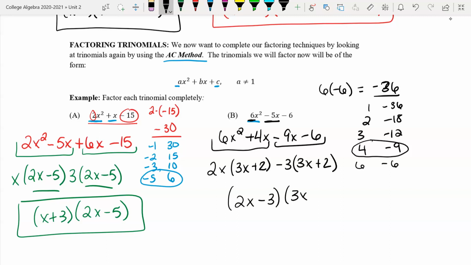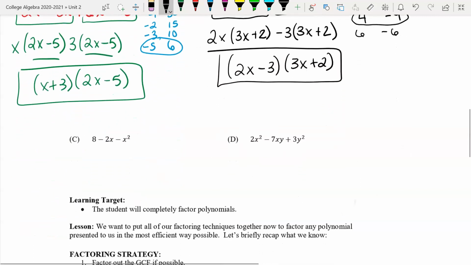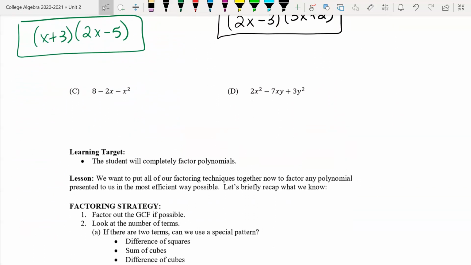When we do that, we get our answer: 2x minus 3 times 3x plus 2. All right, so that's the AC method. Go ahead and try it on D.